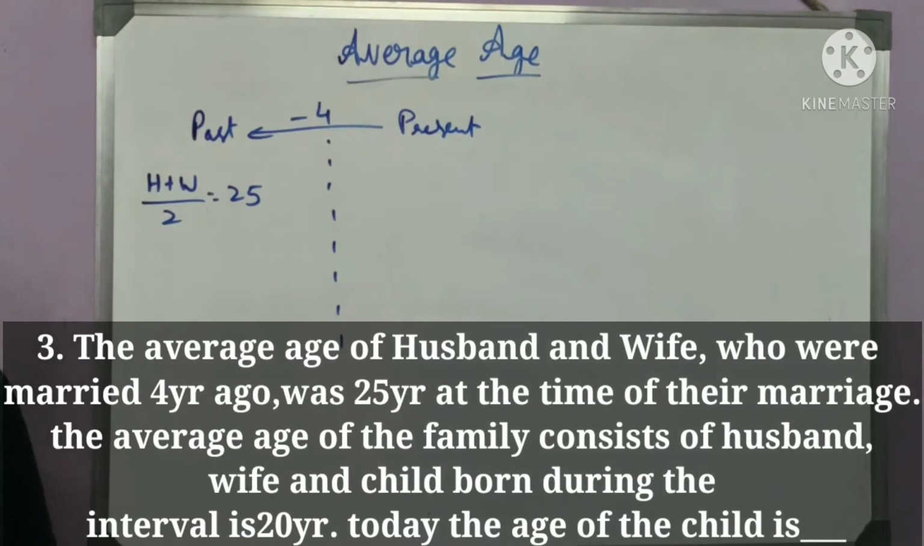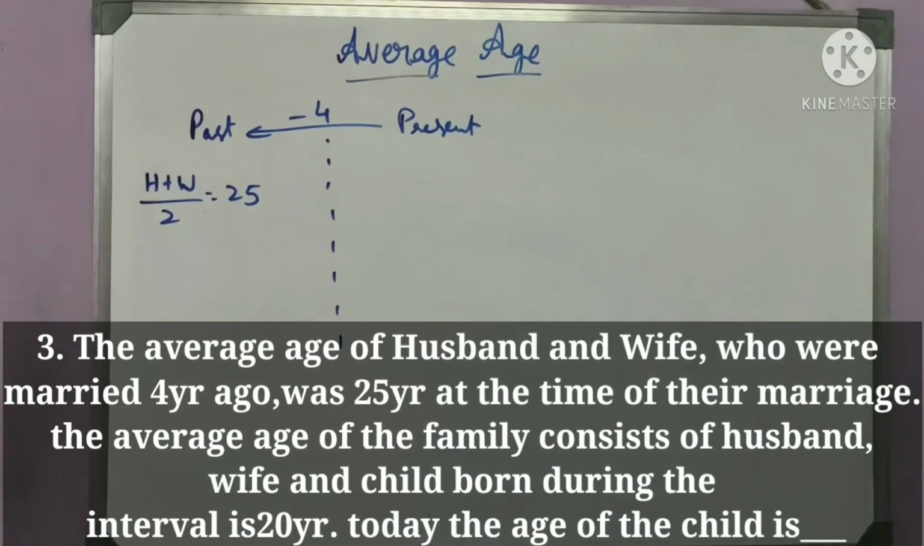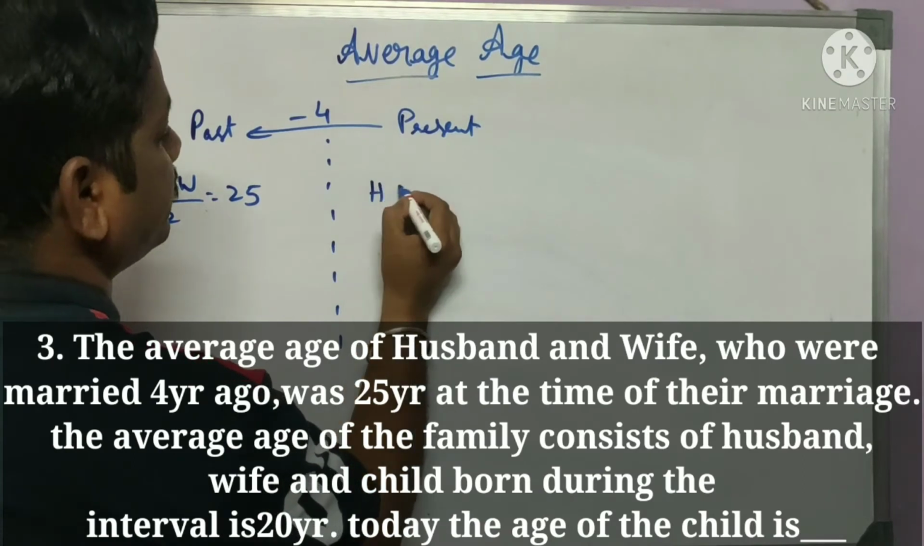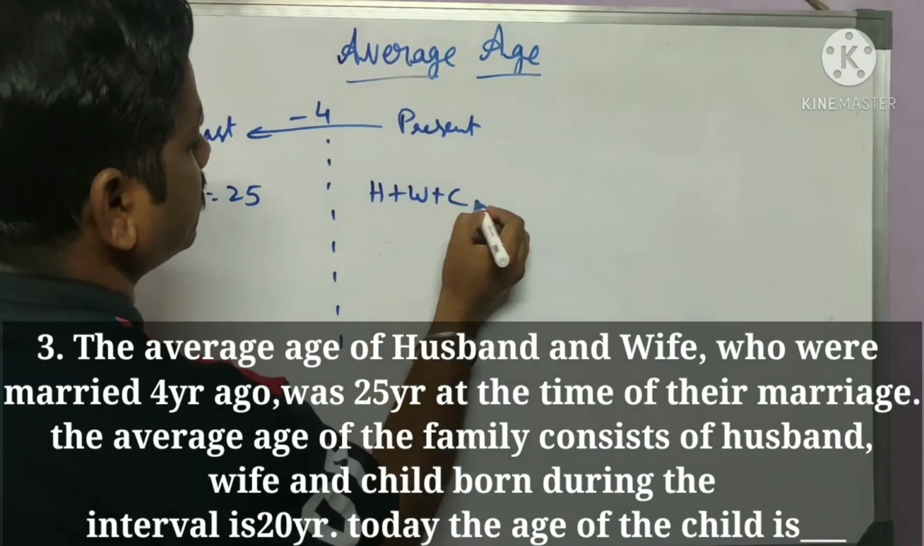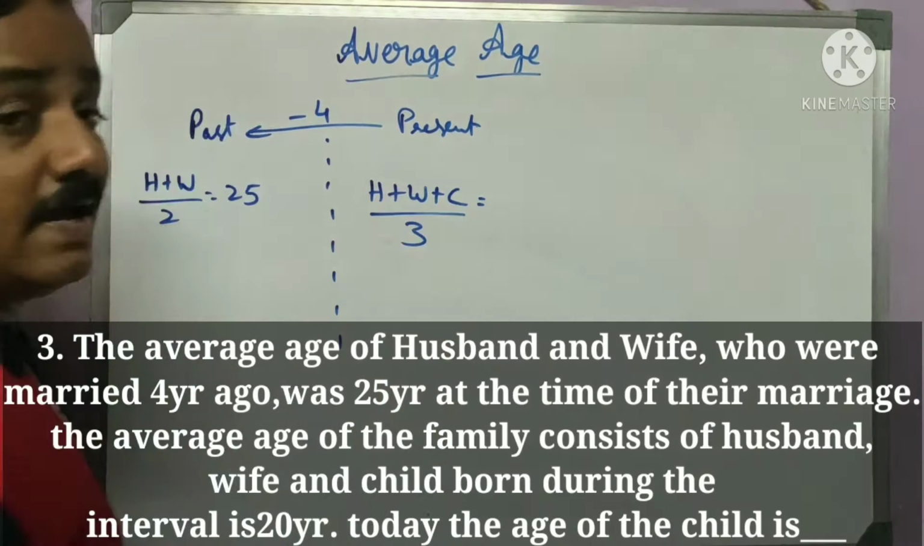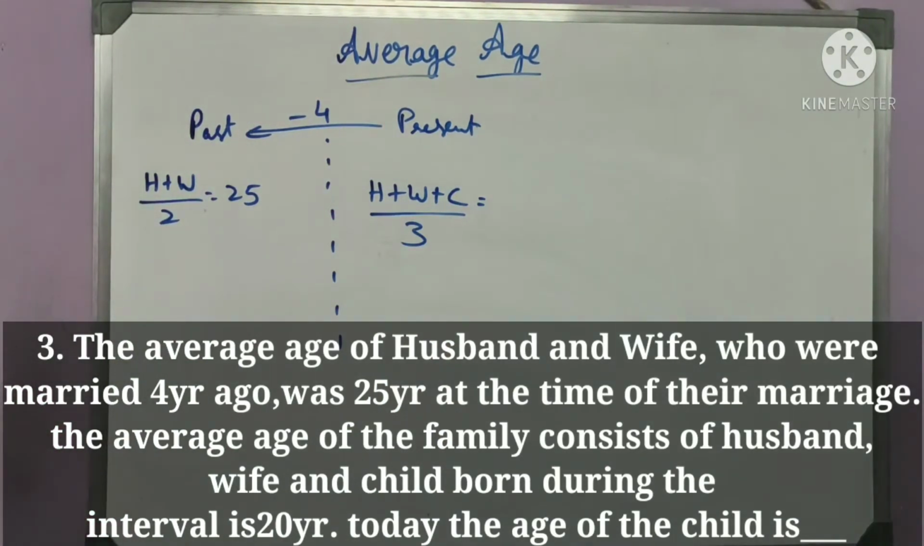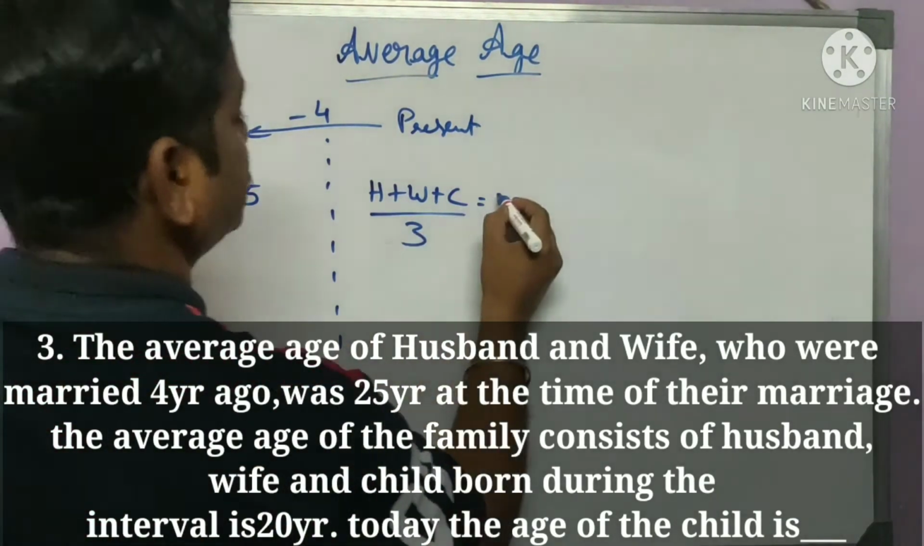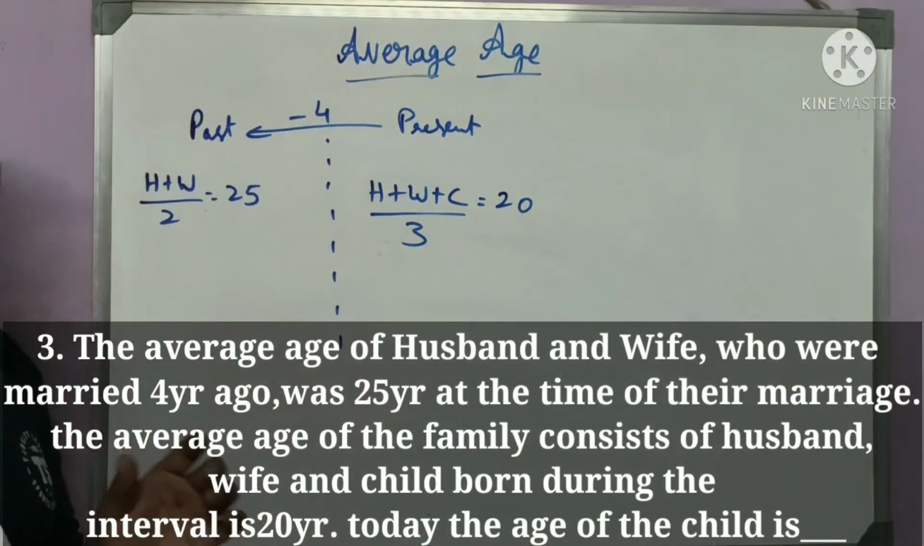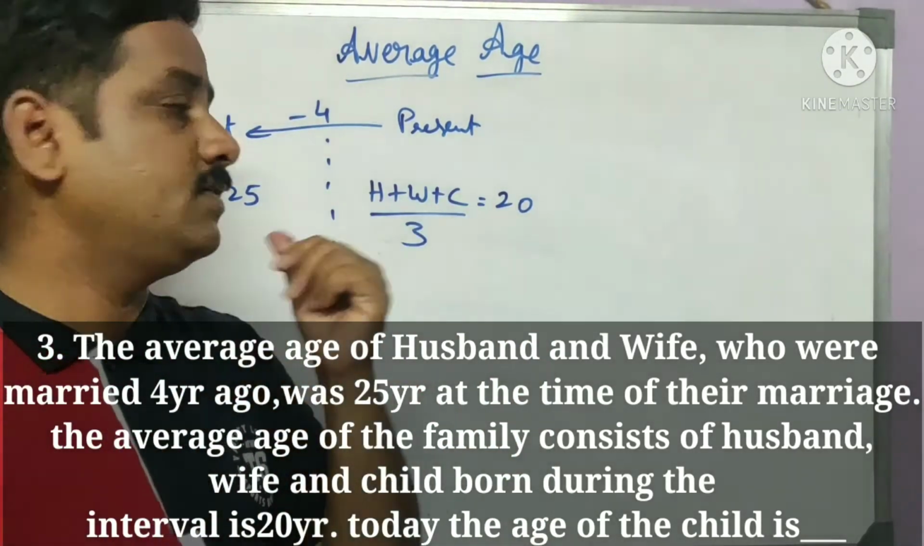This is the first statement they are given. Right. So now, after 4 years, at the present time, they have a child. And that average is given as husband plus wife plus child. If I divide it by 3, they have given the average of those 3 persons as 20 years. And they are asking you to find the age of the child.